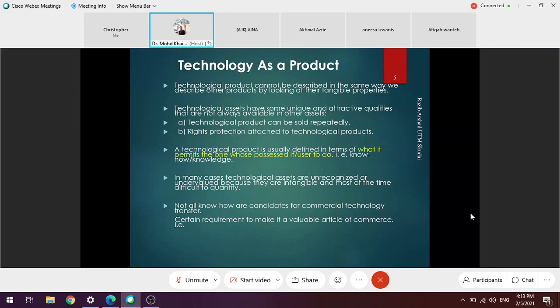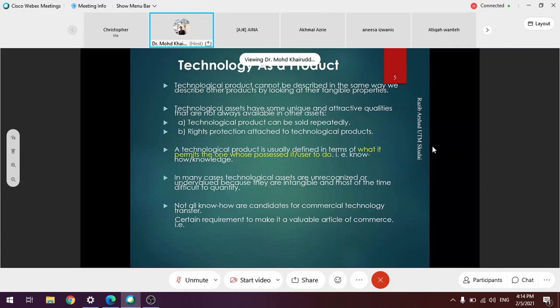All right. And then a technological product is usually defined, again for part B, rights protection attached to the technological products. Why? Because we deliver the rights to the transferee as well. All right. So a technological product is usually defined in terms of what it permits the one who possesses it to use or to do.